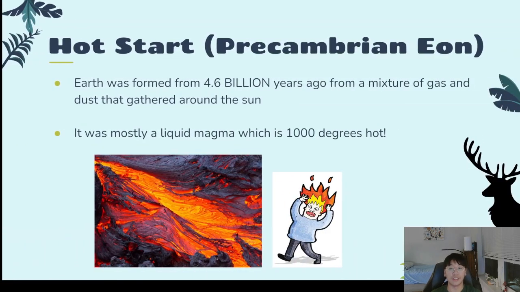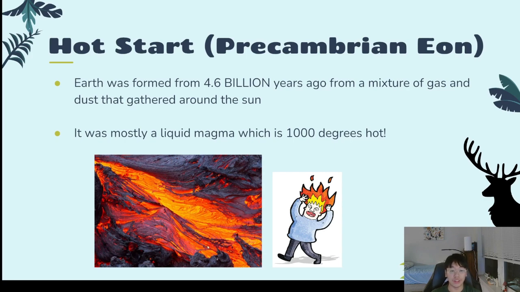Okay, the hot start, also known as the Precambrian eon. The Earth was formed 4.6 billion years ago. That is a long time ago. It was formed from a mixture of gas and dust that gathered around the sun. It was mostly liquid magma, which is 1000 degrees hot. If you don't know, magma is a really hot substance that is melted from rock.